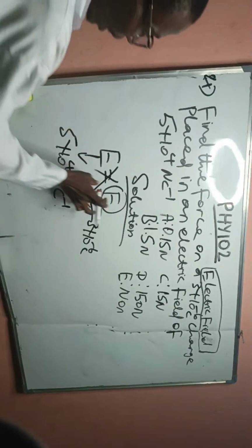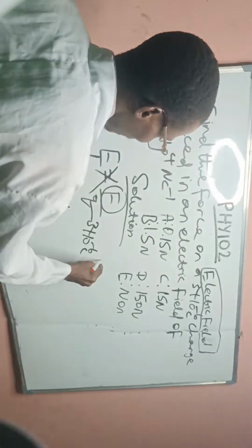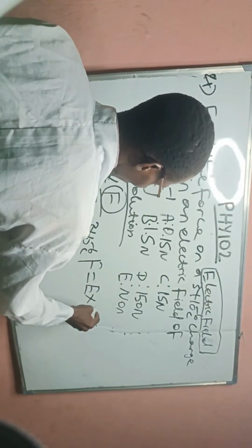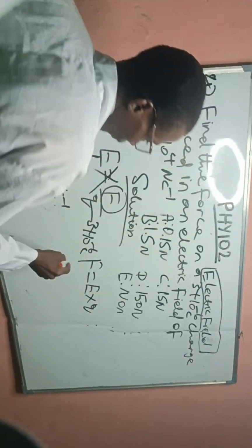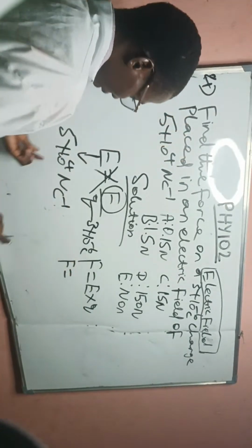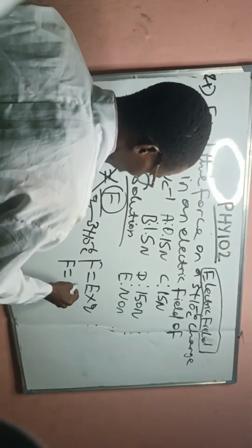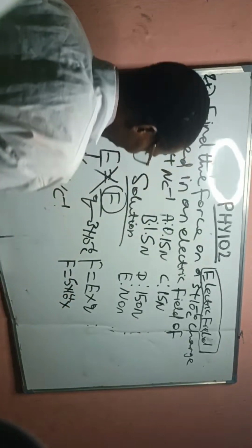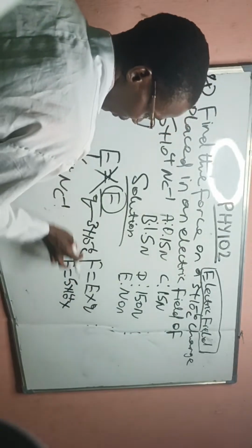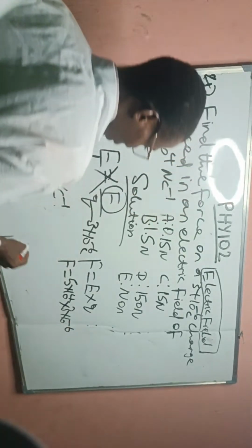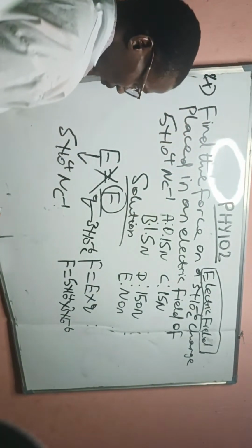When we cross multiply by making F the subject of the formula, we can now say that F equals E times Q. Therefore, F equals, our E is this, 5 times 10 raised to the power 4 multiplied by our Q, which is this, 3 times 10 raised to the power minus 6. Then punch this on your calculator, make use of your calculator, please.